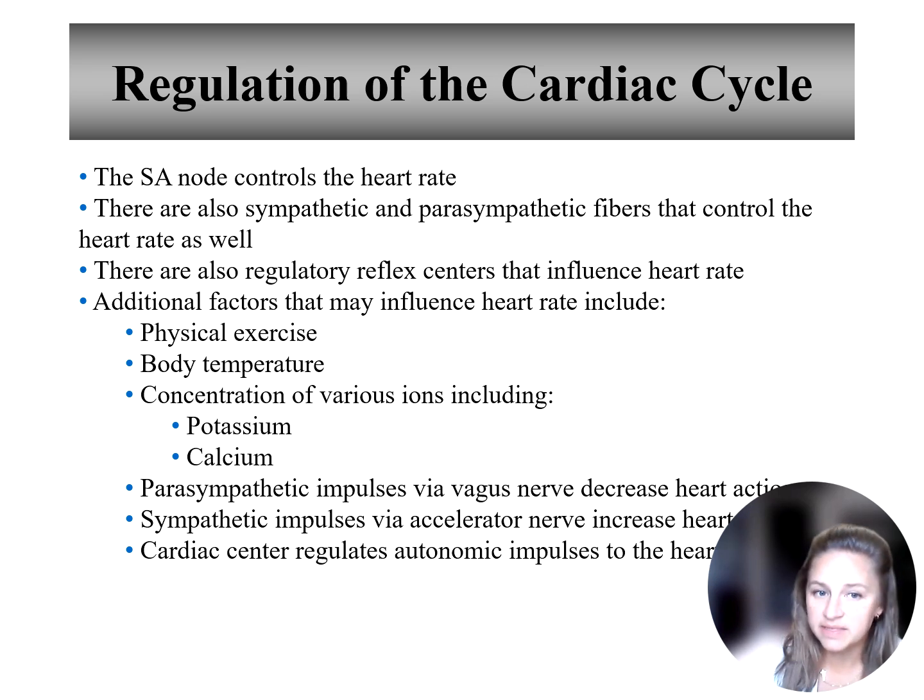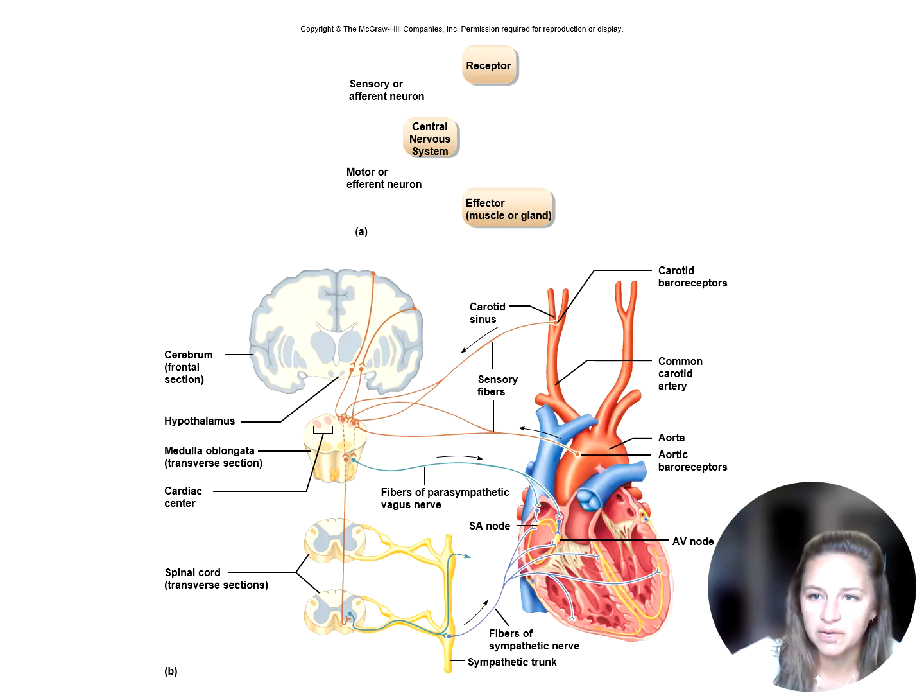Again, the parasympathetic and the sympathetic nerve system, we're going to look at that in more detail here in a minute. But the parasympathetic, this is the rest and digest response, and this is from the vagus nerve. This will decrease your heart action, so it'll slow your heart rate. The sympathetic impulse, this is that fight or flight response. This will increase your heart rate. So we're going to see a little bit more about how that works.